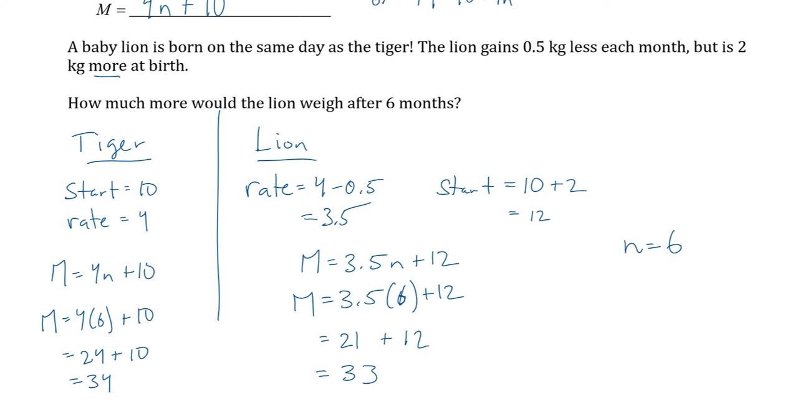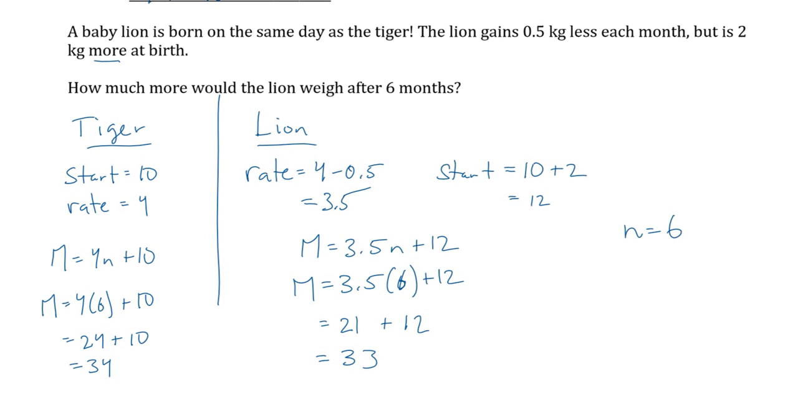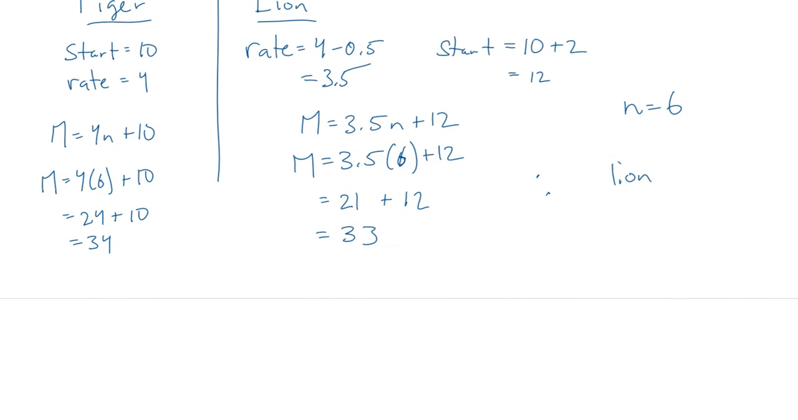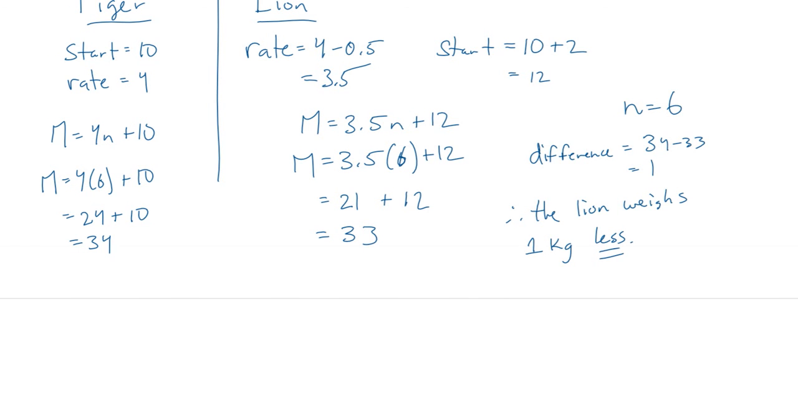How much more would the lion weigh after 6 months? Well, that question doesn't make a lot of sense, does it? Because the lion weighs less after 6 months. So therefore, the lion, hold on, I'll show calculating the difference before I do this. So difference, because this is often how we've done it in the past. 34 minus 33, which is 1, but it's so easy that you almost don't have to show that, right? Therefore, the lion weighs 1 kilogram less than the tiger after 6 months.